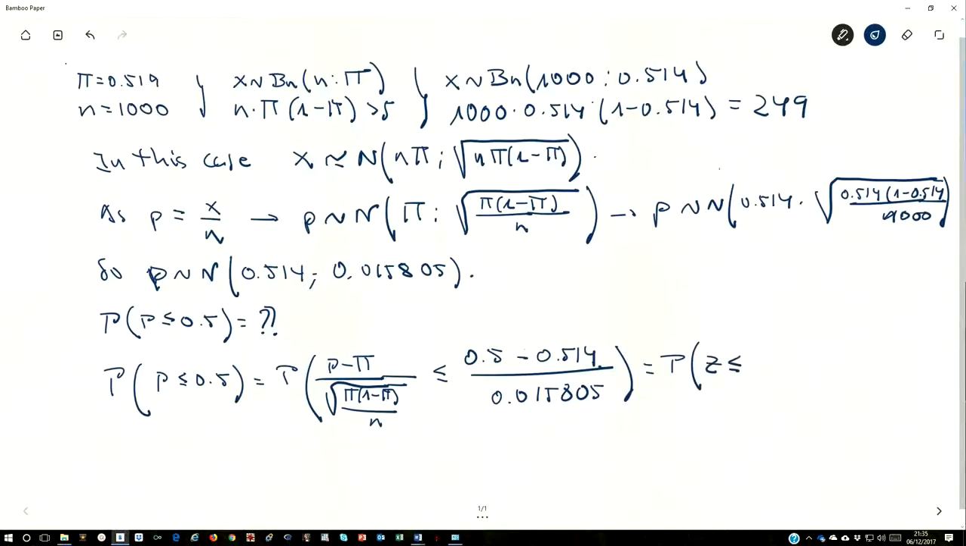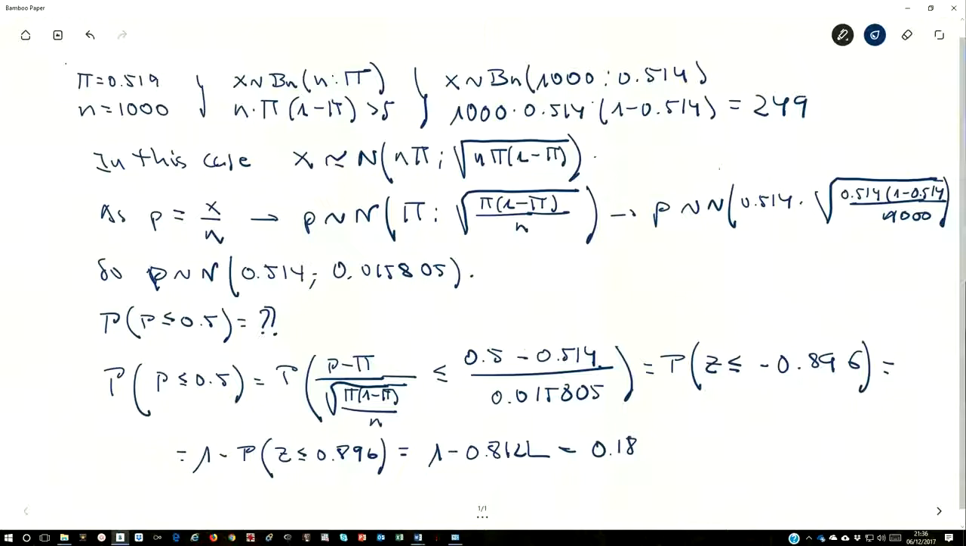0.015805. So in fact we have the probability that in a normal 0,1, the Z variable, what is the probability that the value of the variable is lower than or equal to minus 0.896? So you know, as complementarity, and you don't have the negative values in your statistical tables, you have to arrange that, and this probability will be equal to 1 minus the probability of Z lower than or equal to 0.896. So the final result is that the probability is equal to 0.1878.